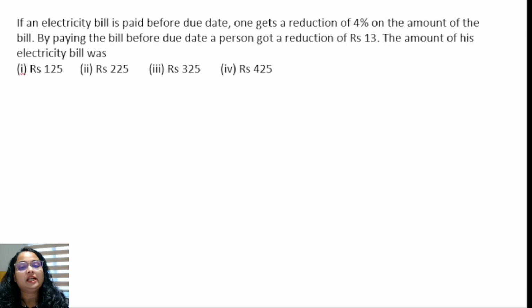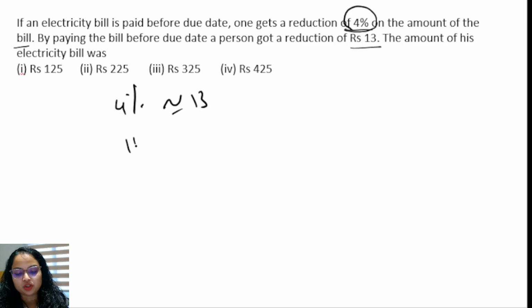Next one. If an electricity bill is paid before due date, one gets a reduction of 4% on the amount of the bill. By paying the bill before due date, a person gets a reduction of 13 rupees. So the amount of his electricity bill was what? See, there is a 4% reduction. So that is 13 rupees. So here 4% is 13. So what is 100%?